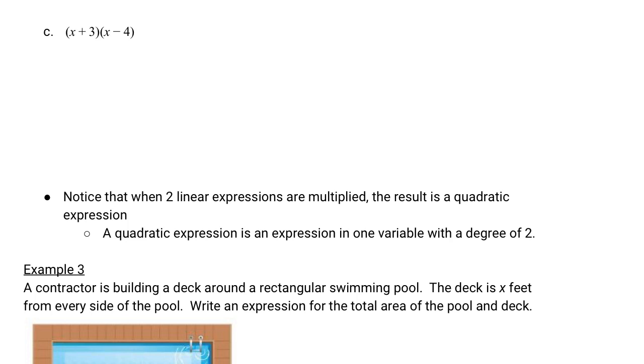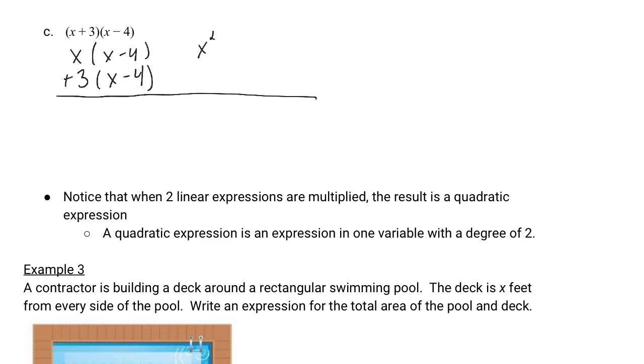All right. Let's do this one the long way. Use whichever method makes the most sense to you. x times x is x squared. x times negative 4 is minus 4x. Down a row, over a column. 3 times x is plus 3x. 3 times negative 4 is negative 12. Add all our goods. x squared minus x minus 12 is the answer.